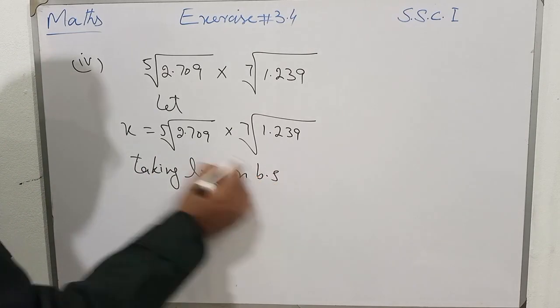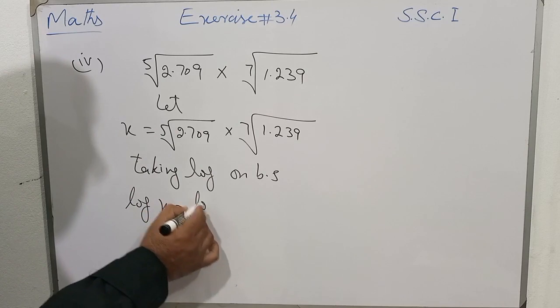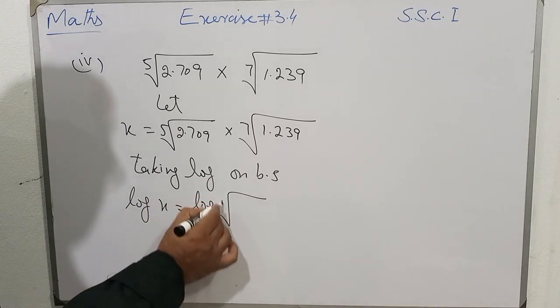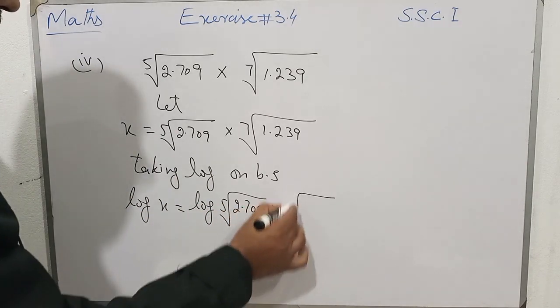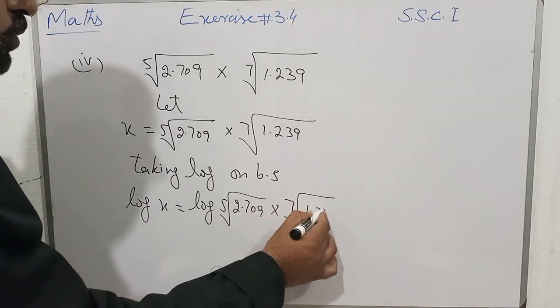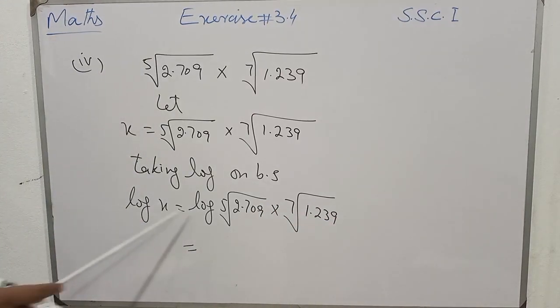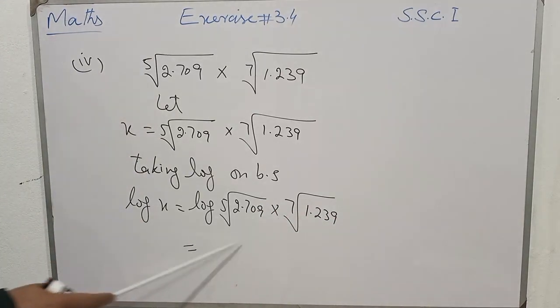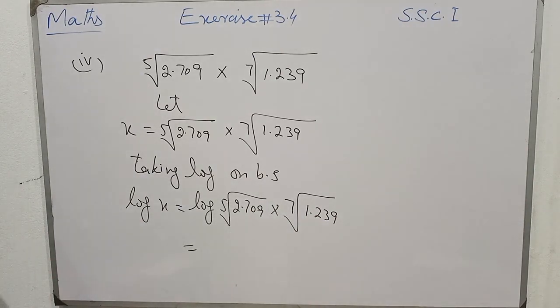So we will take log on both sides and it will become log x is equal to log fifth root of 2.709 multiplied by 7th root of 1.239. Now students, we will apply the first law of log. When two numbers are multiplying with single log, we have to take separate log by adding up both the numbers.